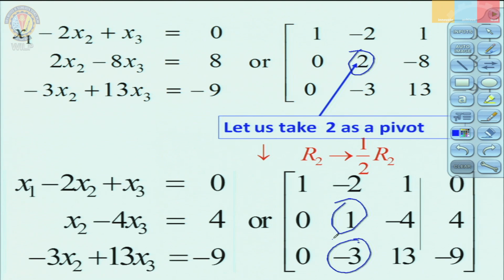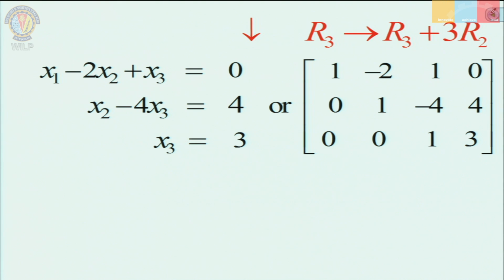How to make this one to be 0? Multiply this second row by 3, add it to the third, we will get here to be 0. So, by that, see, we have replaced R3 by R3 plus 3 R2, we are getting here to be 0.